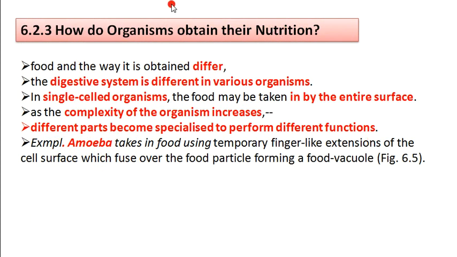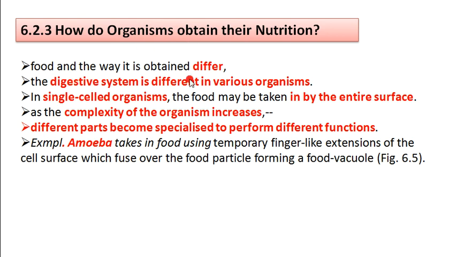Now 6.2.3: how do organisms obtain their nutrition? What are the different ways? We have to see. So food and the way it is obtained differ. Different ways are present for obtaining nutrition. That means, what are the different ways of taking nutrition.